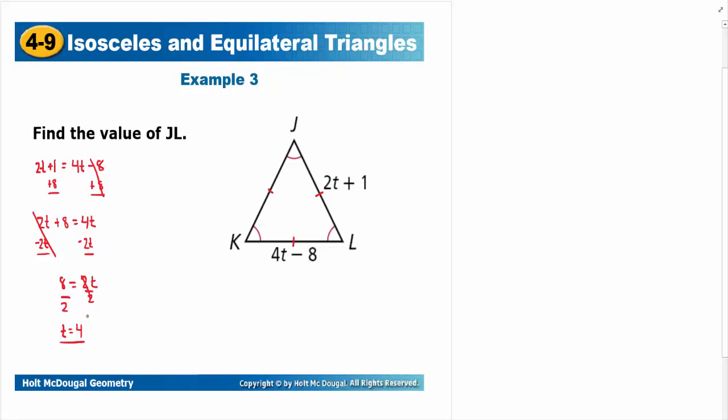Now that is not the answer to the question. They said find JL. Please answer the question. Especially if you're doing a quiz, you do all this and you get half credit because you didn't follow directions. Follow the directions. I want JL.